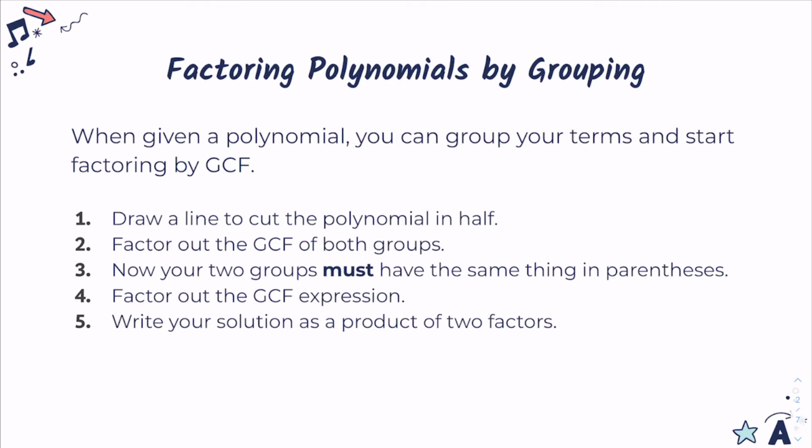The first thing you do is group your polynomial into two halves. Then you look at it as two separate problems. You factor out the GCF of both groups. You'll see the same thing in parentheses. If you've done it correctly, that's your new GCF, factor that out, and your solution is the product of two factors. So let's look at some examples.